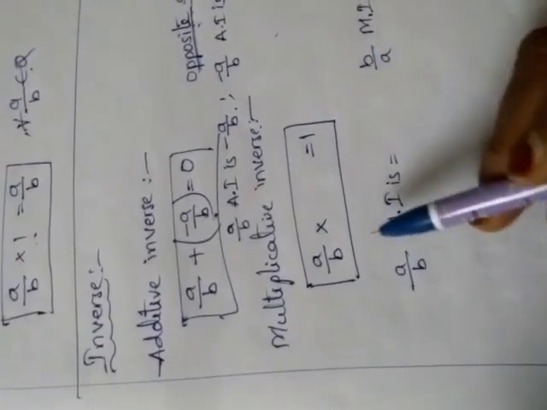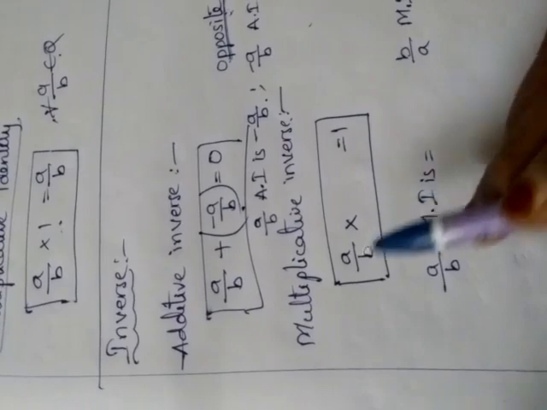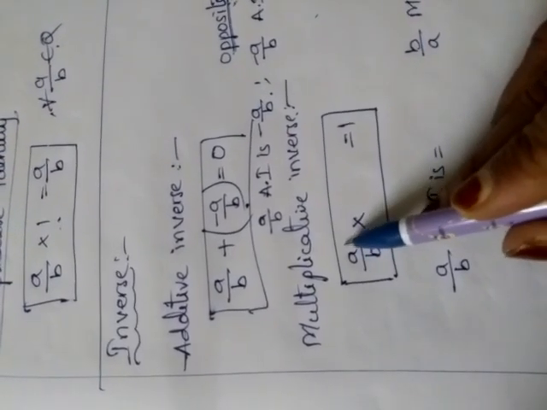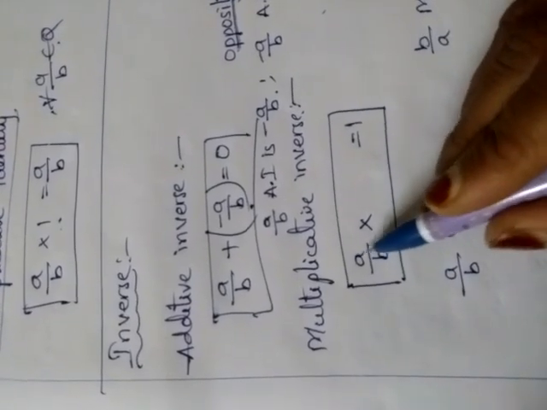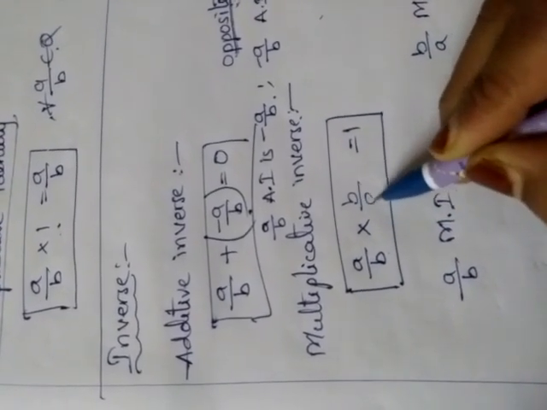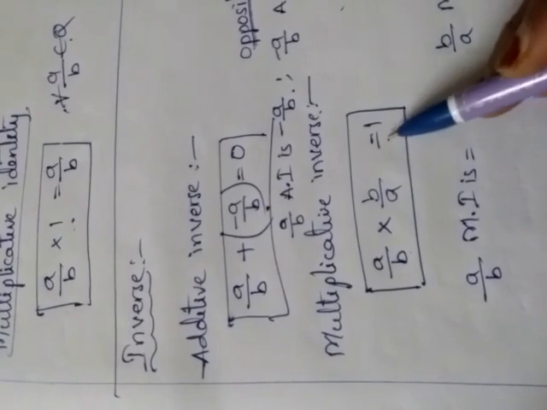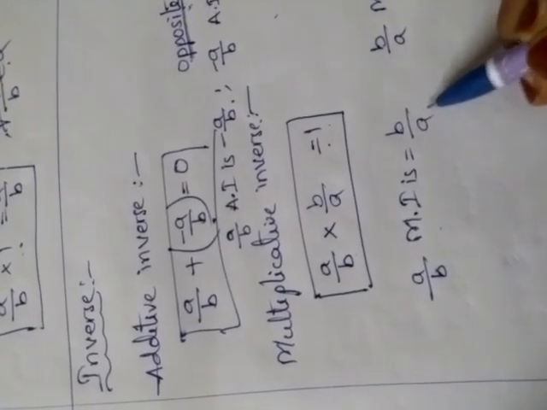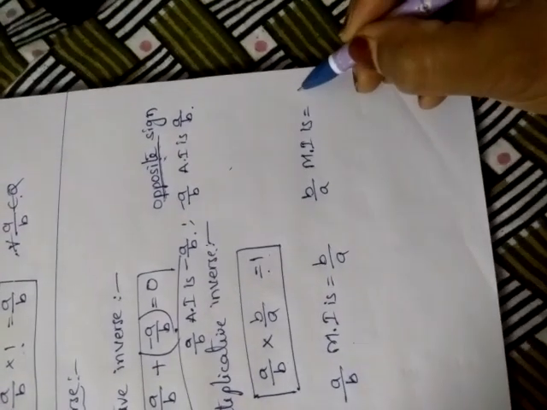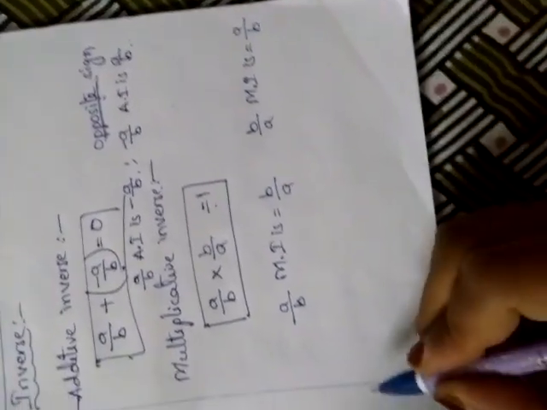Okay, additive inverse is the opposite sign. Now we come to the multiplicative inverse. Multiplicative inverse means when you multiply any fraction by its reciprocal, the result is 1. The reciprocal of a by b is b by a, and a by b times b by a equals 1. So the multiplicative inverse of a by b is b by a, and the multiplicative inverse of b by a is a by b.